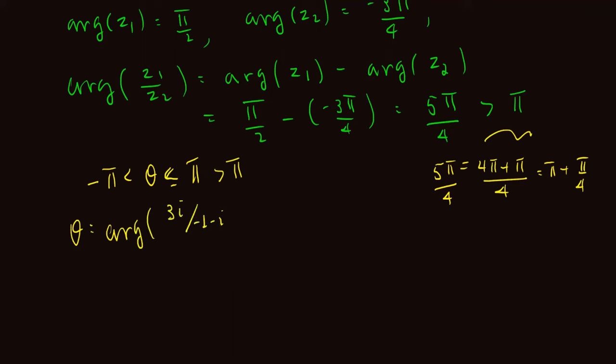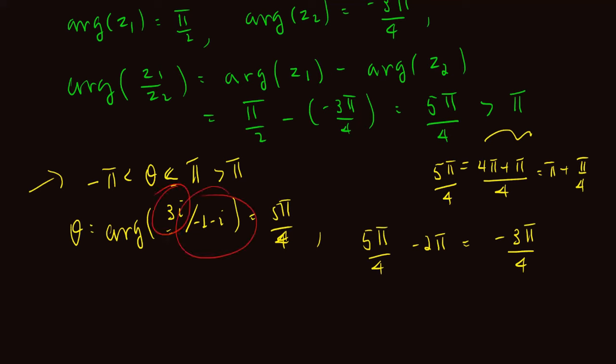So the theta, which is the argument of 3i divided by minus 1 minus i, is equal to 5 pi over 4. To change it to the principal argument, 5 pi over 4 minus 2 pi, and this will be minus 3 pi over 4, which is between this interval. That is one method. The other method is to find the argument of the two complex numbers, 3i and the denominator minus 1 minus i, separately by the formula.